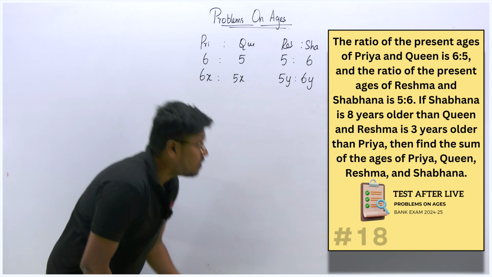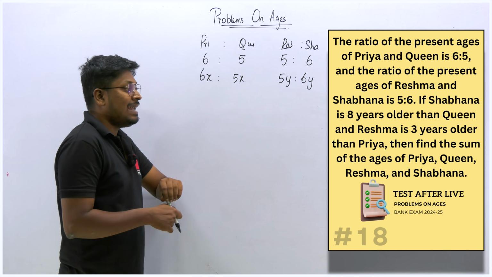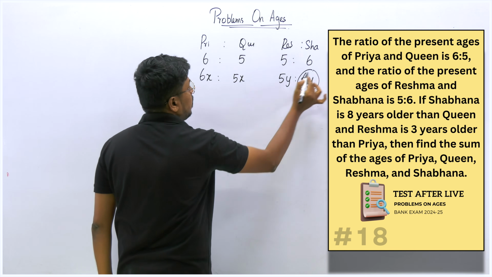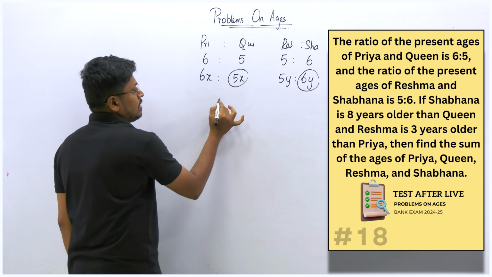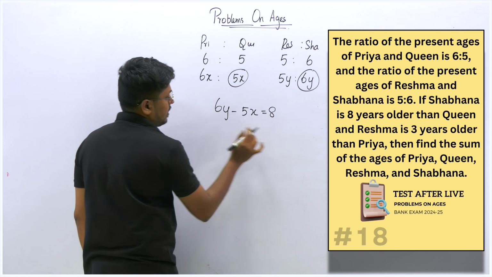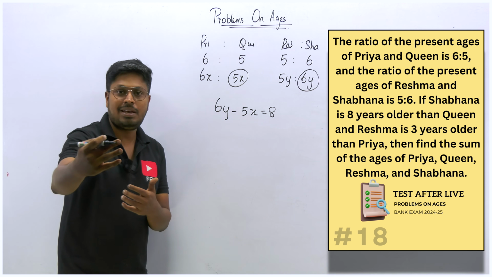So now according to the question, what they are saying is, if Shabana is 8 years older than Quinn, so Shabana is 8 years older than Quinn, which means their age difference 6y minus 5x is equal to 8. So 8 years older, which means if you and me, the age difference is 8.